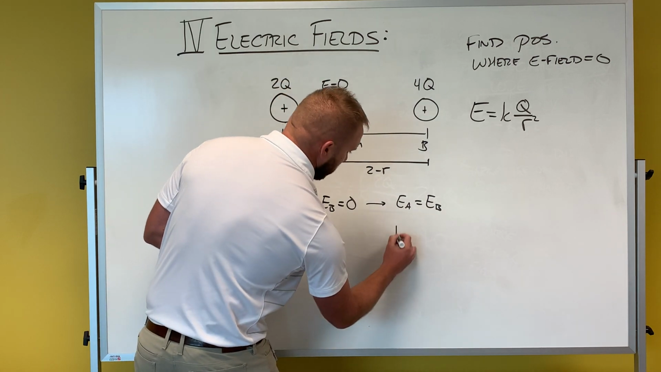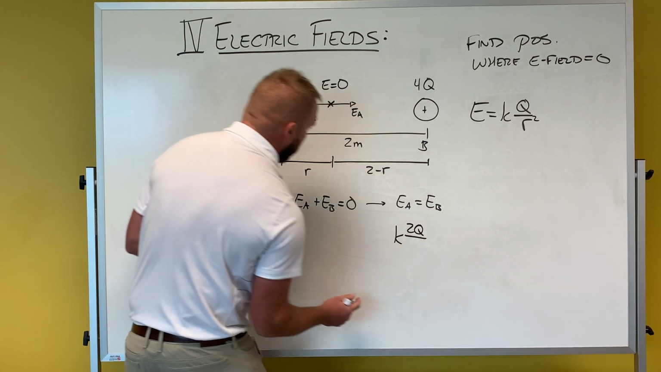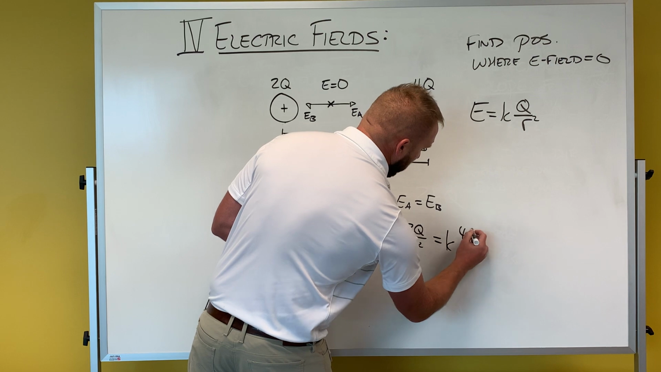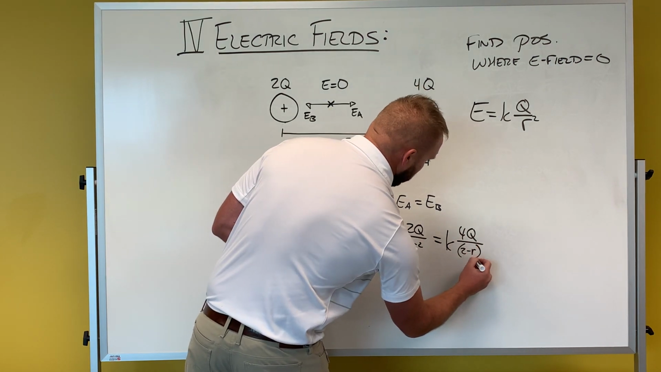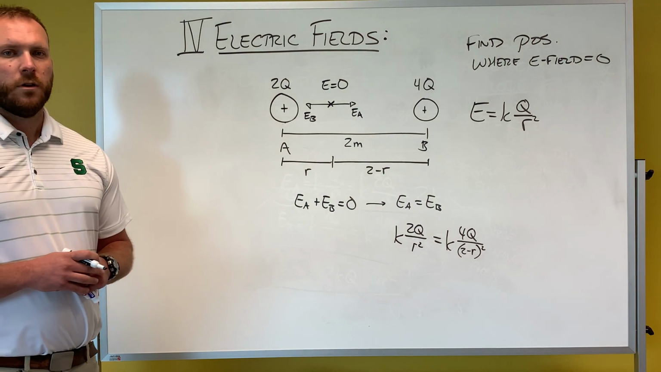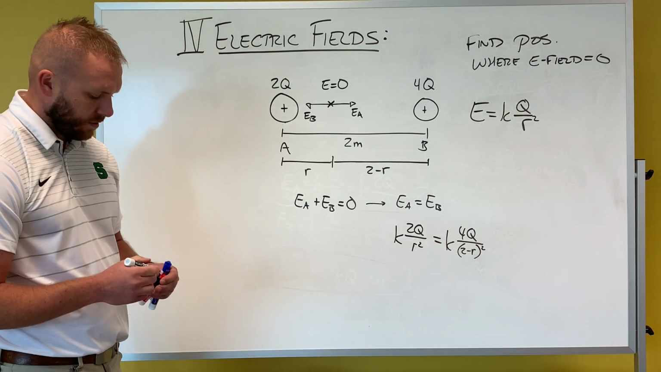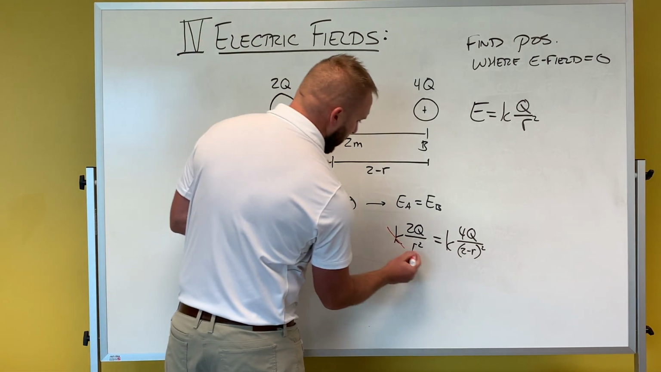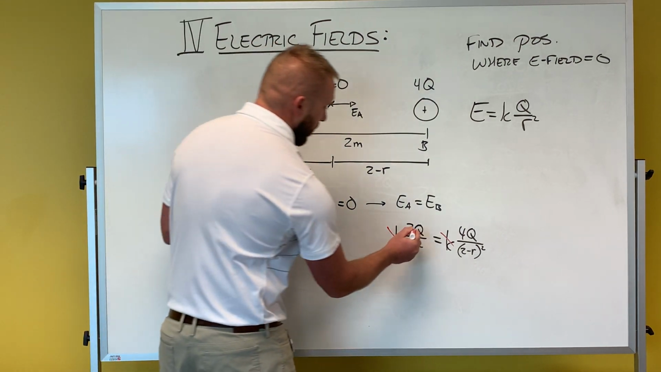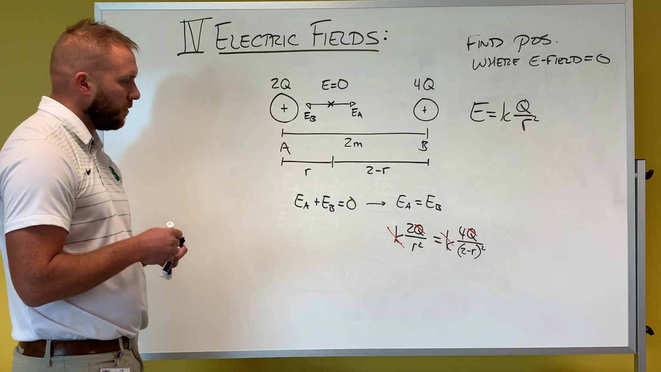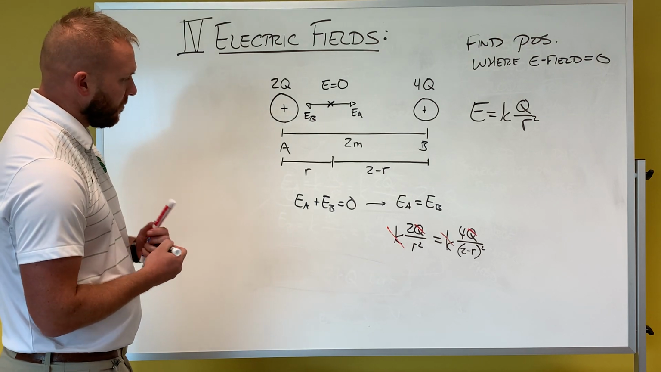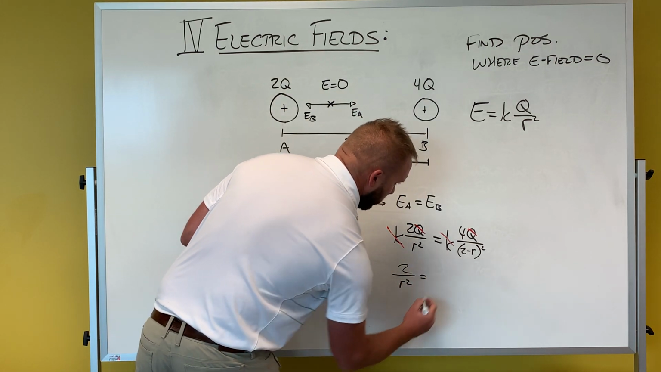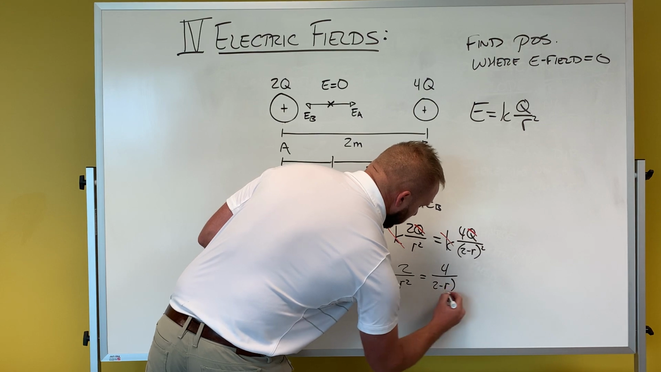EA is K 2Q over R squared. EB is going to be K 4Q over 2 minus R squared. Right? Now here's where not using numbers right away can actually be somewhat of a benefit. We have this equation, we know that they're equal. My K's cancel out. That's nice. My Q's cancel out. That's also nice. So I can now simplify this as 2 over R squared equals 4 over (2 minus R) squared.